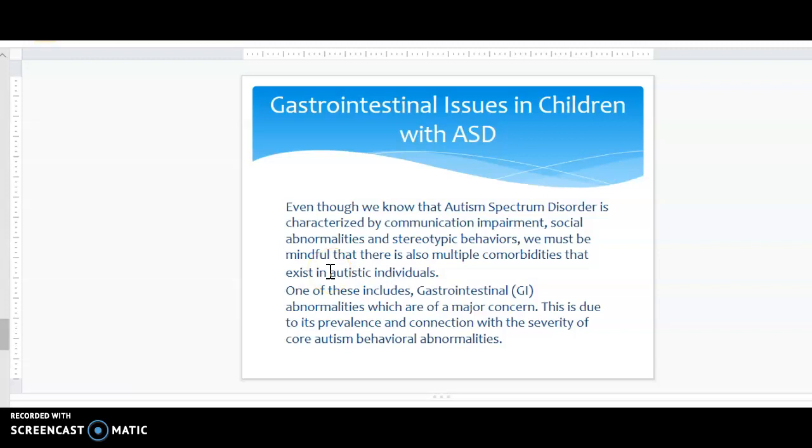Gastrointestinal issues in children with ASD, autism spectrum disorder. Even though we know that autism spectrum disorder is characterized by communication impairment, social abnormalities, and stereotypic behaviors, we must be mindful that there are also multiple comorbidities that exist in autistic individuals. One of these includes gastrointestinal abnormalities, which are of major concern. This is due to their prevalence and connection with the severity of core autism behavioral abnormalities.